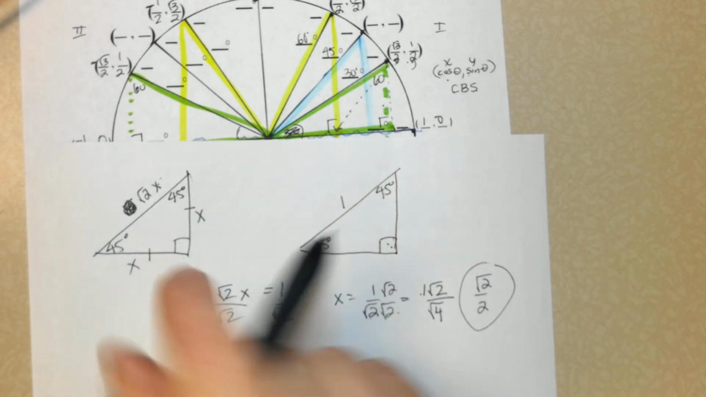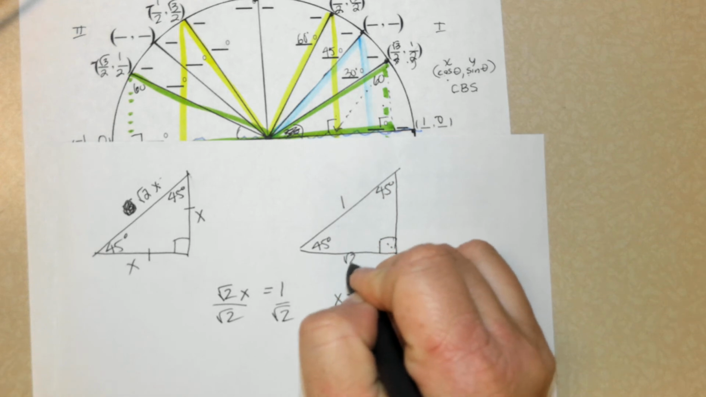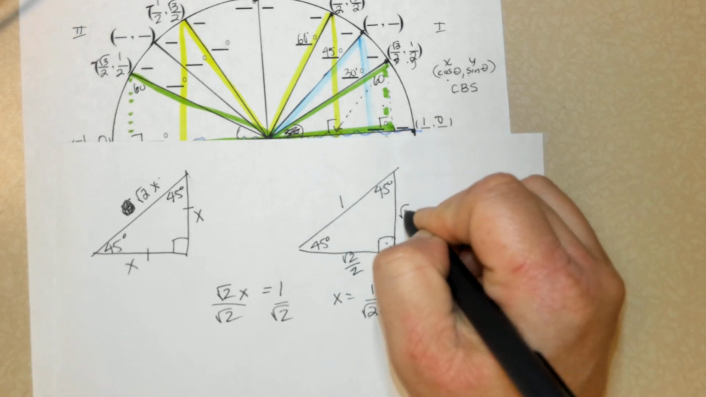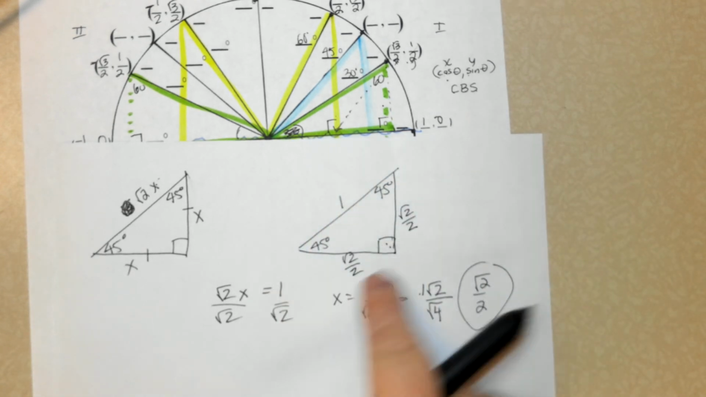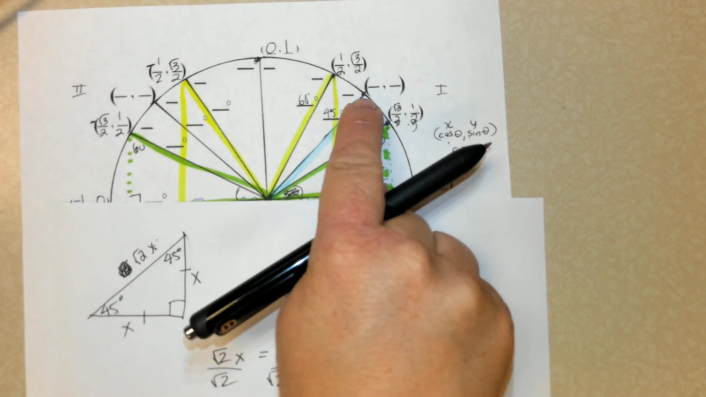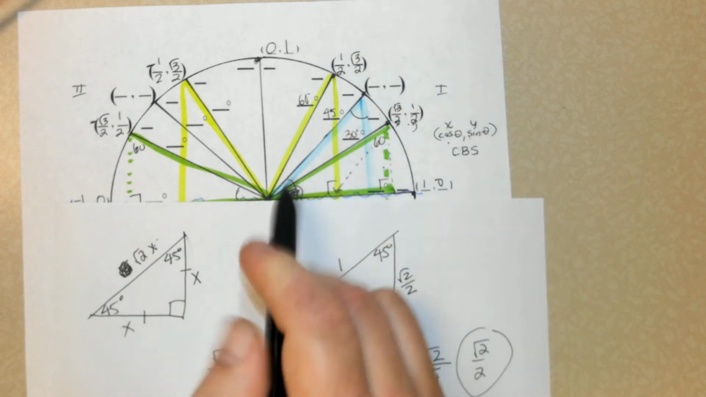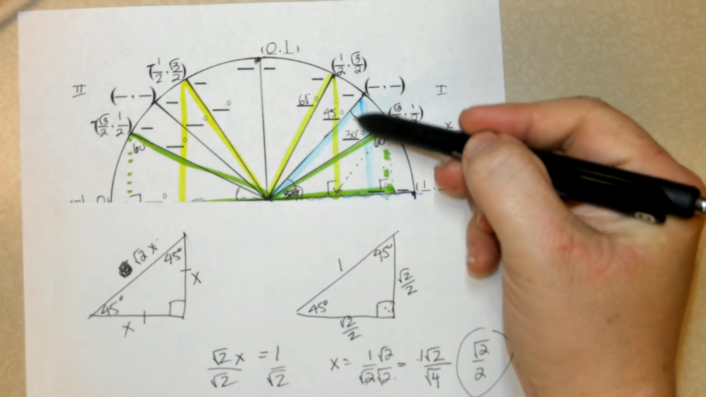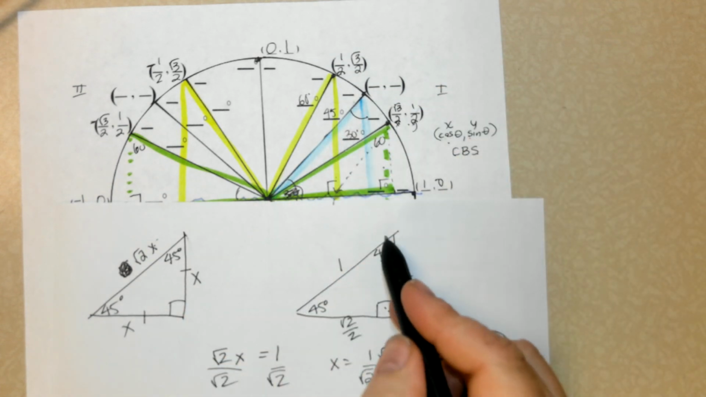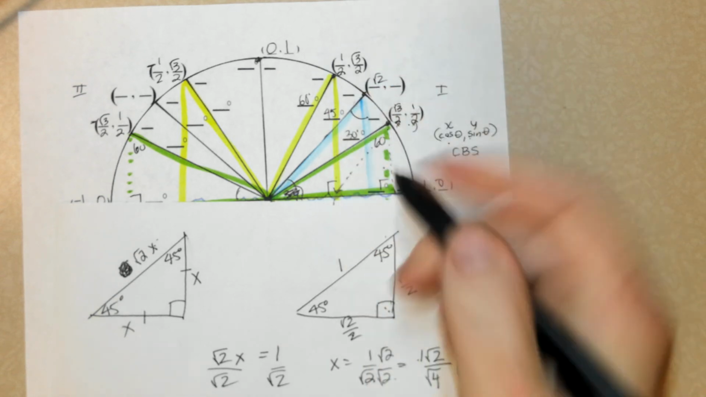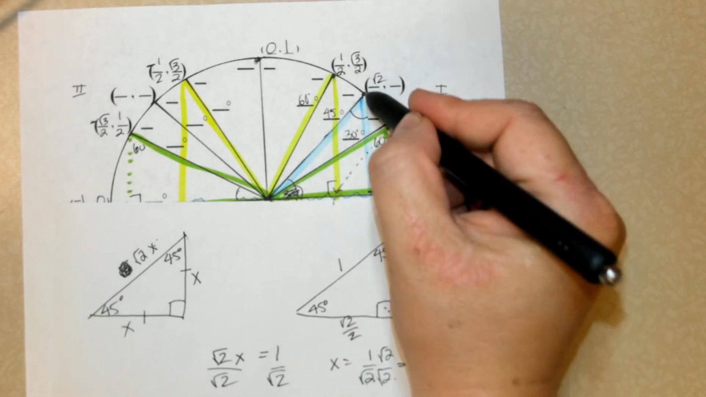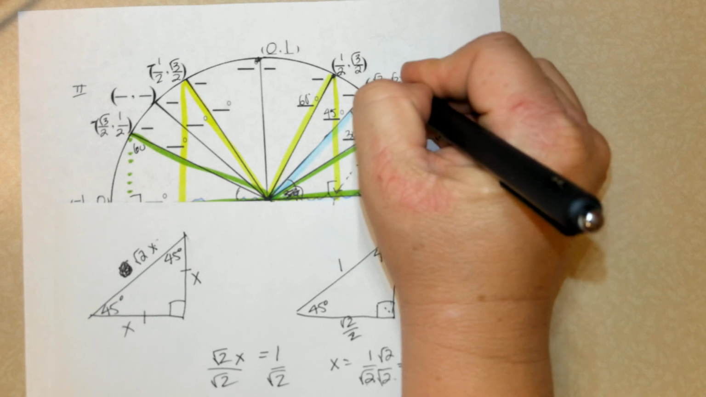So x are the two legs. This is radical 2 over 2, radical 2 over 2. And this is what I'm going to refer back to. So to get to this point, know that this is 45 here and this is 45 here. So this distance is opposite of 45. Opposite of 45 is radical 2 over 2. And this distance is opposite of 45. So again, it's radical 2 over 2.